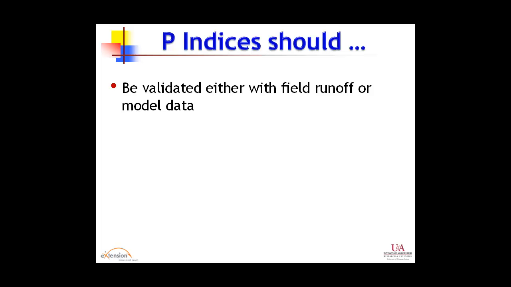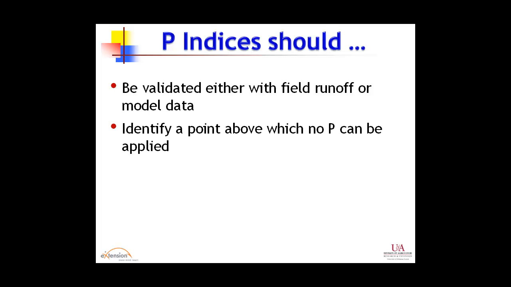And so to conclude, I think we've all realized these tools needed to be validated, if you want to call it that, or assessed, or compared with field runoff or model data. The revision of the 590 or the indexes need to define a point above which no P can apply. Several of those states didn't do that, and that was no fault of theirs. There wasn't an incentive, or it wasn't on their radar when they did it.